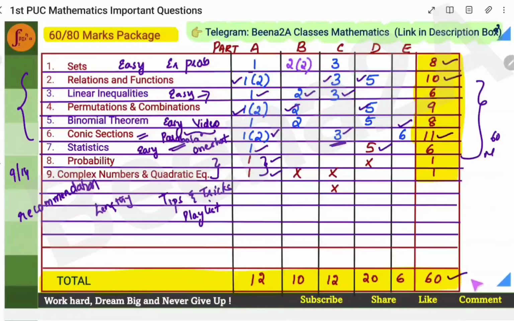You could attempt the paper for 60 marks, right? And if you're thorough with these chapters and you're able to solve all the questions correctly, then you could get 60 marks. We will also go through important questions in each of these chapters.